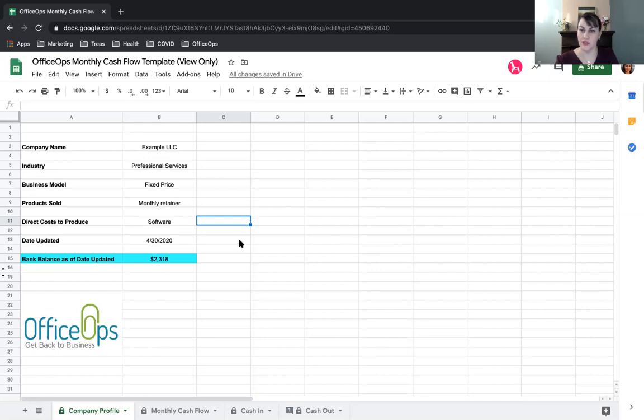So let's say that it's a professional service. You really don't have much direct cost to produce. But let's say you're a distributor, you are buying a product and reselling it. That initial cost is your direct cost. So that's going to show up a little bit differently when we do cash out. You're going to have fixed costs and variable costs. Variable costs change depending on how much product you are producing.